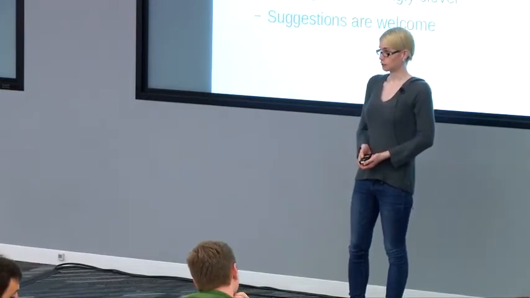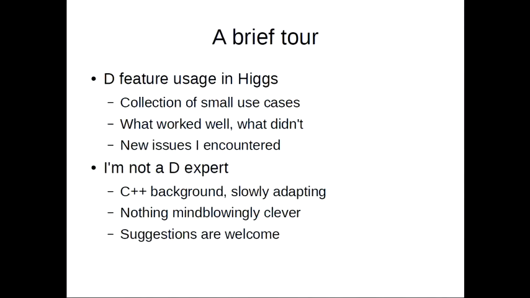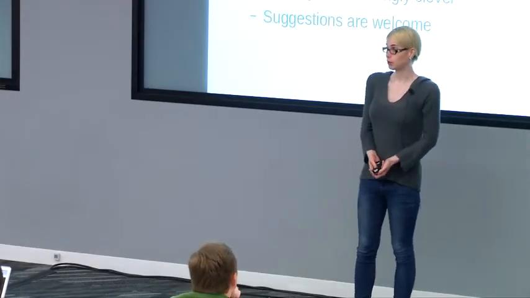So now, because this is DConf, I'm actually going to talk about D, and more specifically the ways in which I've used D in the implementation of Higgs. This is going to be a brief tour of some of the features of D that I've used in Higgs: a collection of small use cases, things that worked well, things that worked less well, and some other issues that I've encountered in the implementation. I'm going to say first, though, that I don't consider myself a D expert. I don't necessarily keep up with all the latest developments, and I'm not necessarily aware of all the best ways of applying which feature where. I come from a C++ background, and I'm still learning, picking up new tricks as I go. So there's nothing mind-blowingly clever here, and your suggestions are very much welcome on how to improve this.